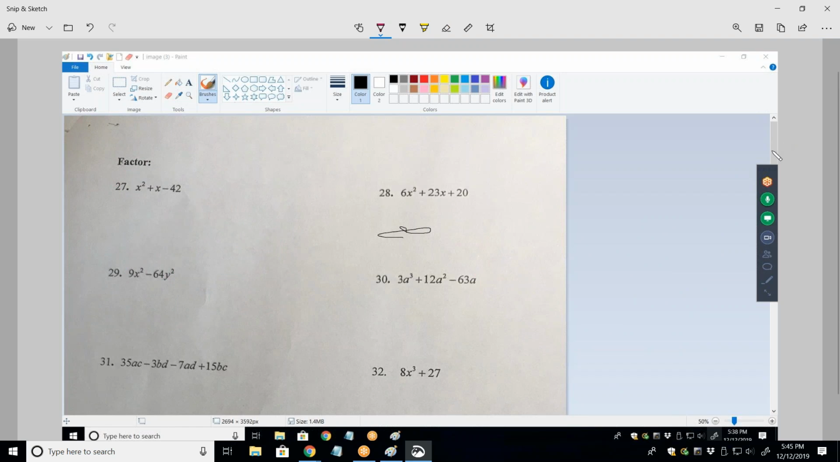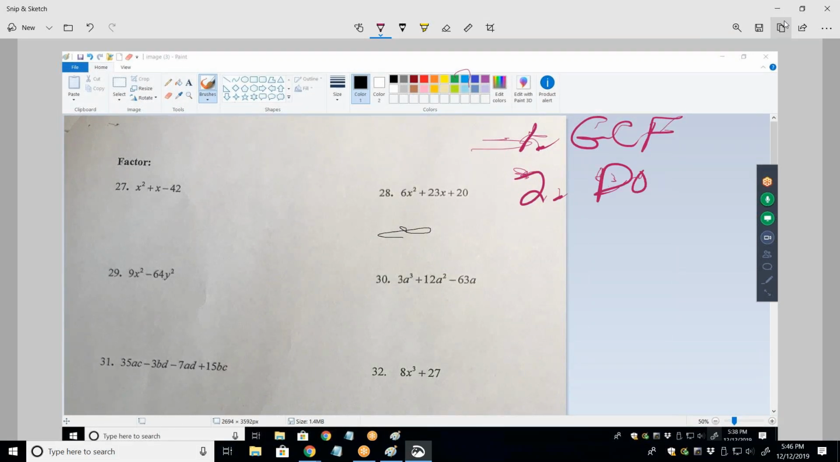All right, let's go down to 29. Now, when you are factoring, always remember to check, first, is there a greatest common factor? We're on 29, right? Second, is it difference of perfect squares? If it is neither of those, then you go straight to your parentheses, your factoring.